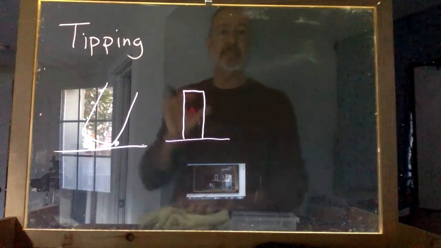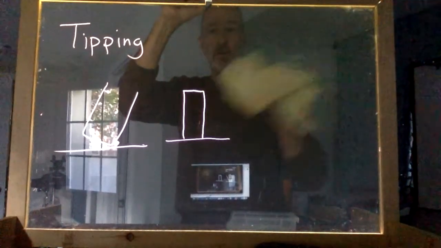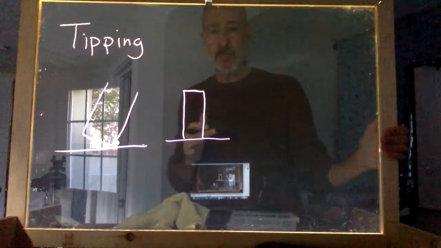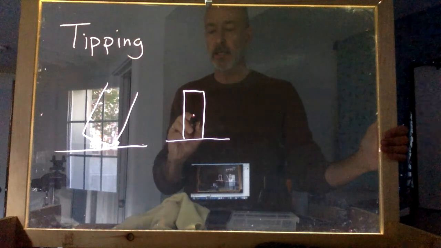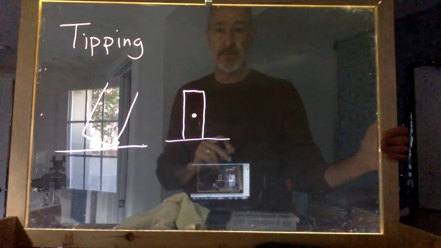Okay, let's talk about tipping over and why things fall over and what that has to do with torque. Let's take a box, a big, long, tall box. And there's the center of mass of the box.